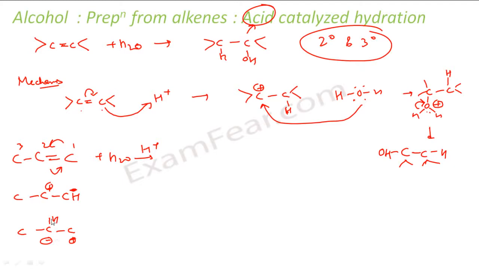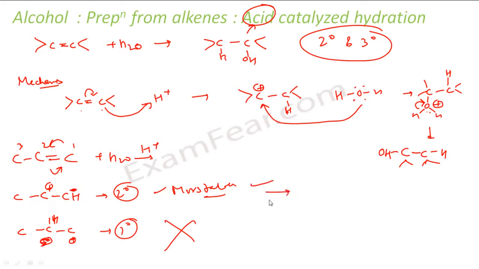Now if you see, in this case you get a 2 degree carbocation. In this case you get a 1 degree carbocation. This one is more stable, right? So this will not happen, this will happen. Correct? Because the formation of the 2 degree carbocation is more stable, so it will take this route, and now this will be the product. So in this case, on the carbocation you will get OH here, and you get something like this. This is the product you will get for this reaction.